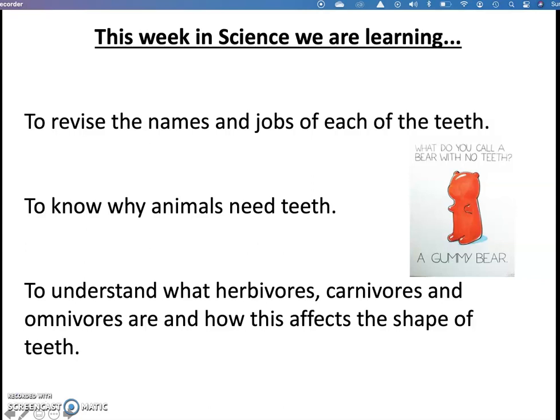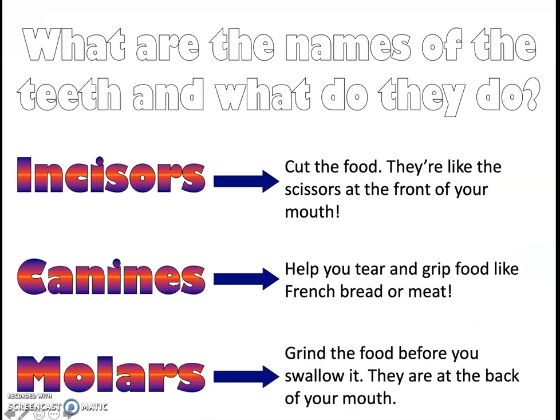Now that you've had some time to see if you can remember what three types of teeth we have, let's check our answers and see if we were correct. So, the main three types of teeth are the following. Remember, we have the incisors. These are the teeth that are found right at the front of our mouth, and these are like the scissors in our mouth because they are used to cut the food up. Next to those, moving backwards in our mouths, we have the canines. These are teeth that are to help tear and grip food like French bread or meat. Okay, very strong, very sharp.